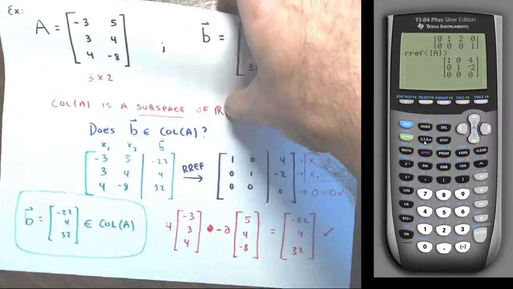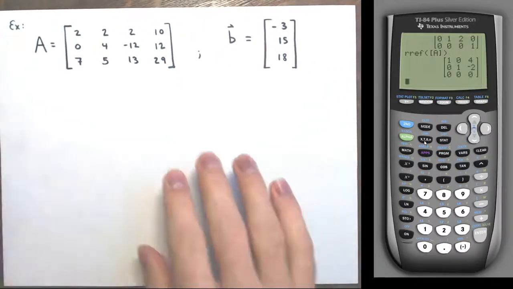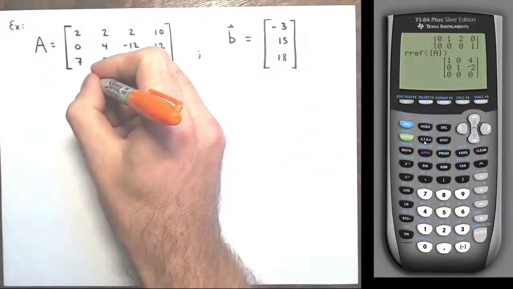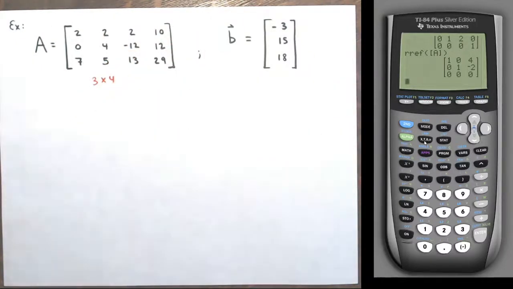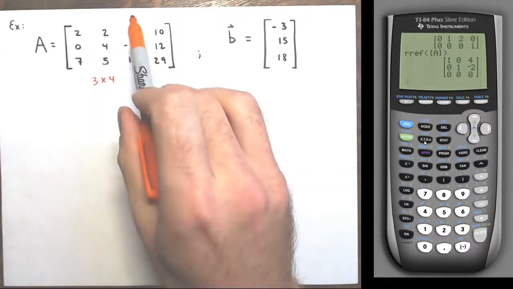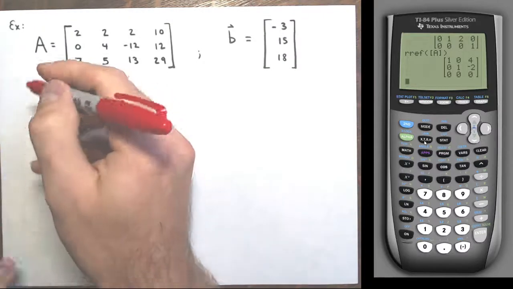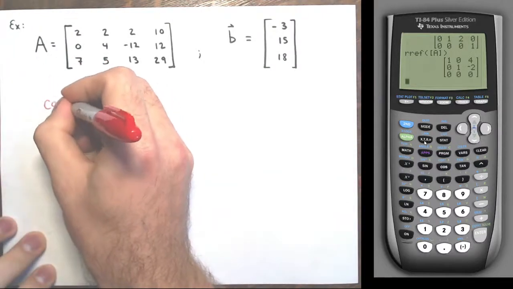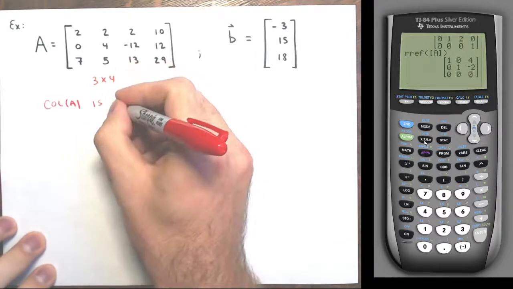All right, finally, one last example here. So again, here I have a 3 by 4 matrix A, and I'll make that note again. Now look at every column. Every column is a vector from R3, right? It has 3 components again. So the column space of A is a subspace of R3.